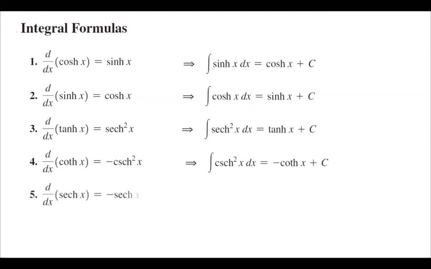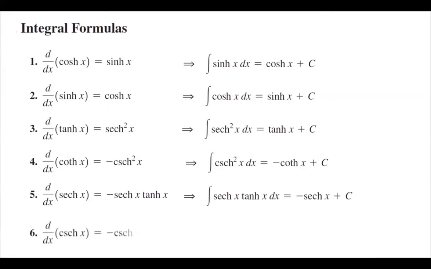The derivative of hyperbolic secant is negative hyperbolic secant times hyperbolic tangent. So if you take the integral of both sides, the integral of hyperbolic secant times hyperbolic tangent is negative hyperbolic secant plus constant of integration.